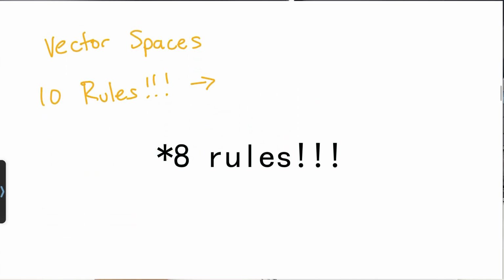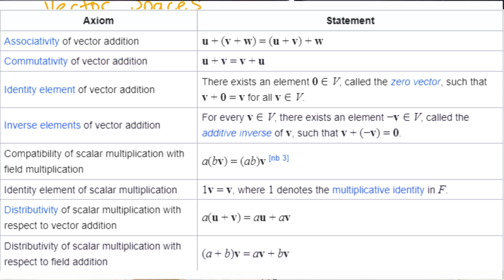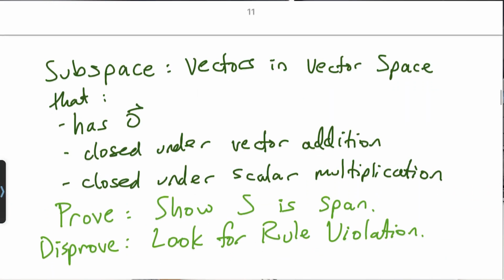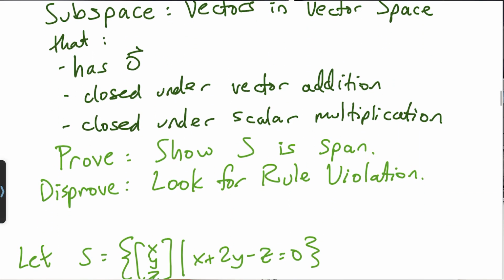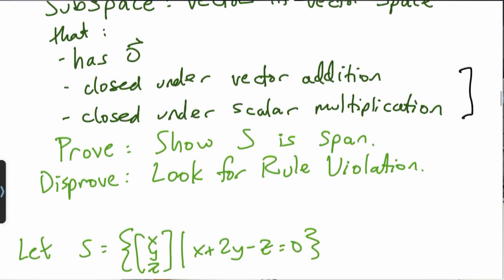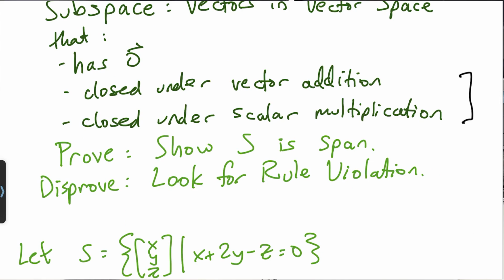So now let's move on to vector spaces. Here's the 10 rules. I usually don't really care about them, and that's because I like to memorize subspace rules, which are vectors in the vector space. And so here are the 3 rules, or at least 2 rules I like to memorize. One has the 0 vector. It's closed under vector addition and is closed under scalar multiplication. So to prove that these vectors are a subspace, you just show that S is a span. And to disprove, you try to violate one of these 2 rules above.